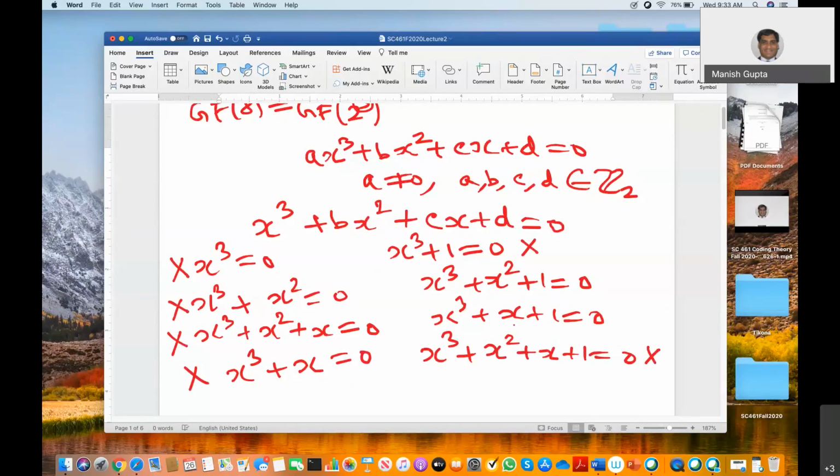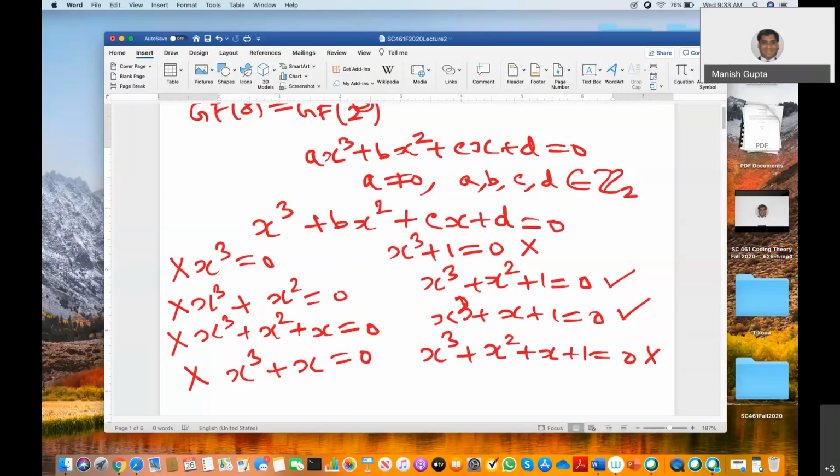So we are left with two equations, right? x cube plus x square plus 1 is equal to 0, and x cube plus x plus 1 is equal to 0. Which equation should we take now? I think we can take either this equation or that equation. It doesn't matter. Both of them will give us a field with 8 elements.